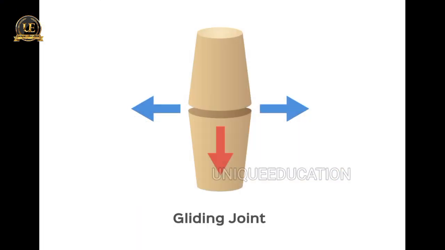Gliding, or plane, joints are a type of synovial joint found in the human body. These joints allow bones to slide past each other in any direction along the plane of the joint, up to the limits of the joint's ligaments.